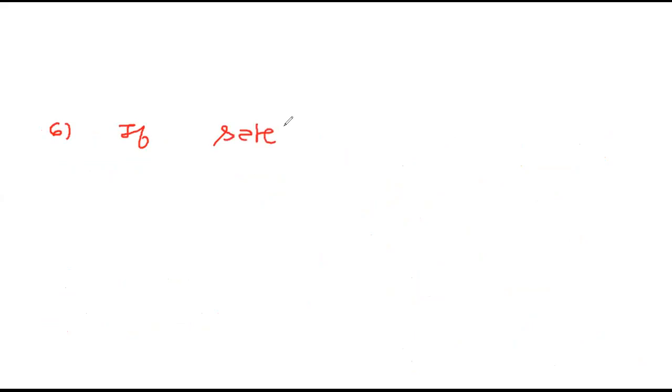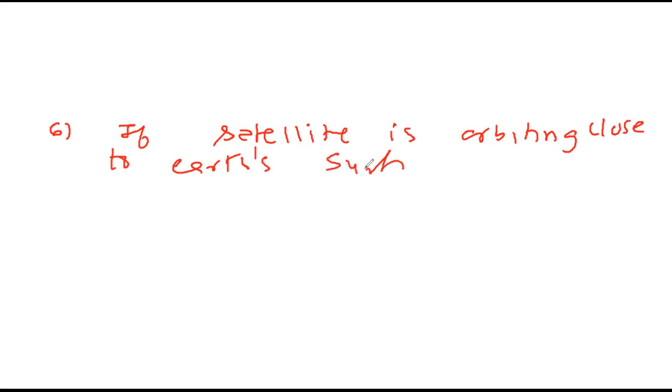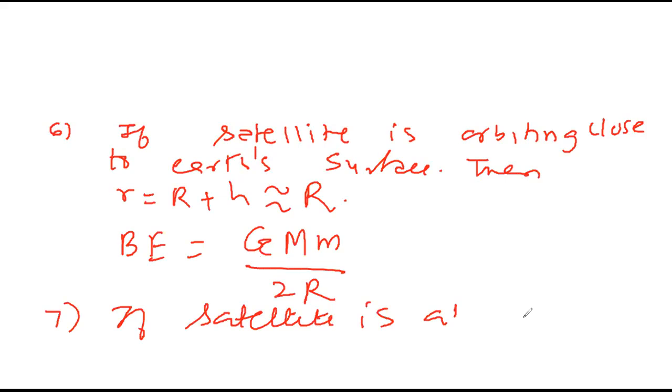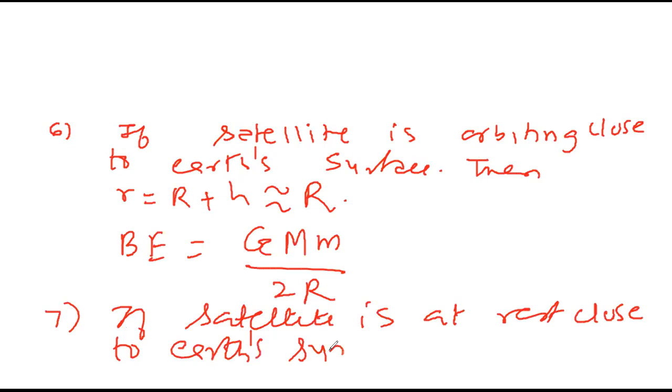If a satellite is orbiting close to Earth's surface, then small r, which is R plus h, will be approximately R. Then binding energy is GMm upon 2R. If satellite is at rest close to Earth's surface, then binding energy will be GMm upon capital R. So if it is orbiting close, then 2 into capital R, but at rest close, then capital R.